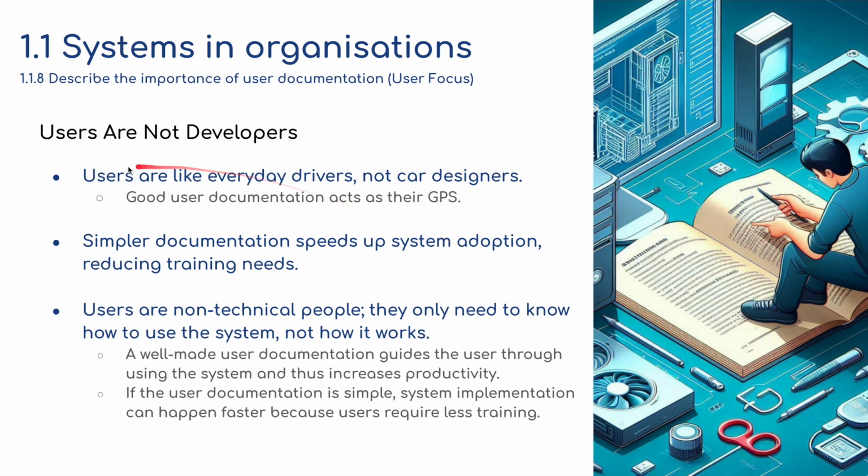What you must remember is users are not developers. Users are like everyday drivers, not car designers. Good user documentation acts as their GPS. Simpler documentation speeds up system adoption and reduces training needs. Users are not technical people. They only need to know how to use a system, not how the thing works. A well-made user documentation guides the user through using the system and thus increases productivity. If the user documentation is simple, system implementation can happen faster because users require less training.